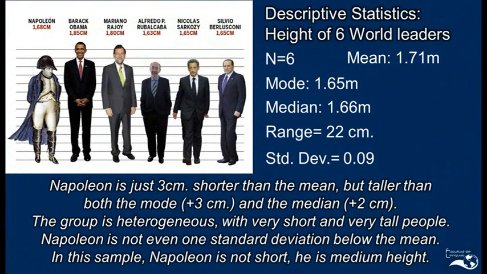So just summarizing the things that we did here, we calculated the descriptive statistics to see how this group of world leaders may be considered short or tall or very tall or very short. In this case, the size of our sample was 6 people. The mean height is 1.71 meters. The mode was 1.65 meters. The median was 1.66 meters. And the range was 22 centimeters. Finally, the standard deviation was 0.09.